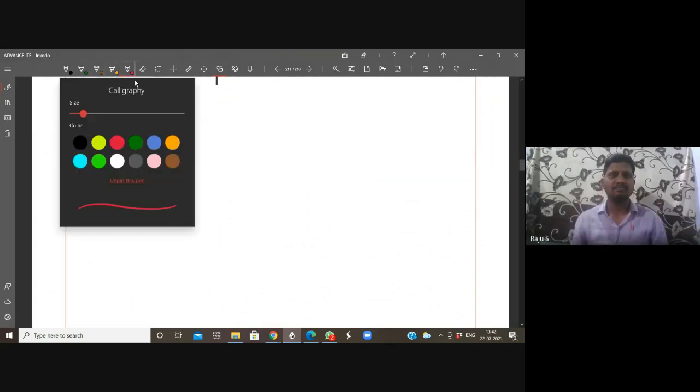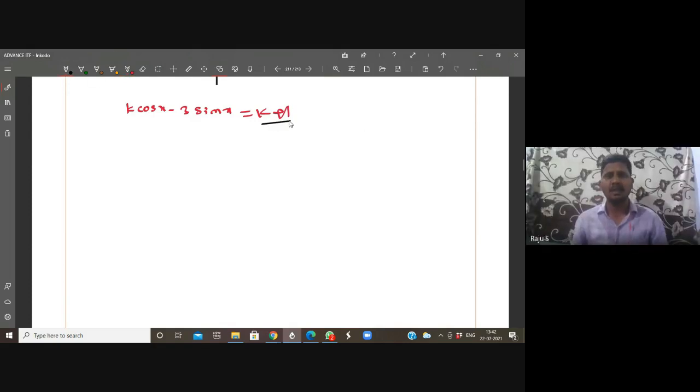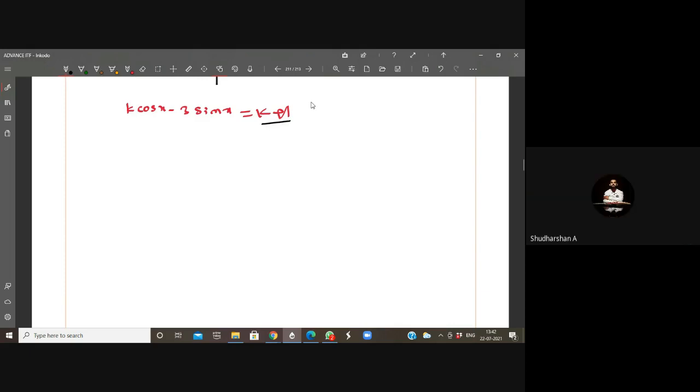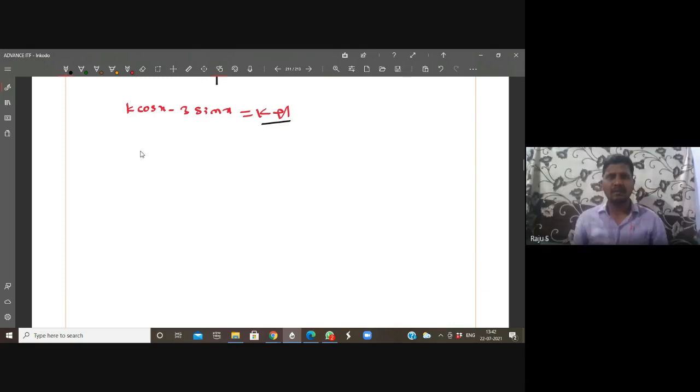First tell me the equation. What is the equation they have given? k cos x minus 3 sin x is equal to k plus 1. If I take k plus 1 to the left side, it will become c only, the minus of k plus 1. So k cos x minus 3 sin x minus of k plus 1 is equal to 0. Now I compare this with a cos x plus b sin x plus c is equal to 0.